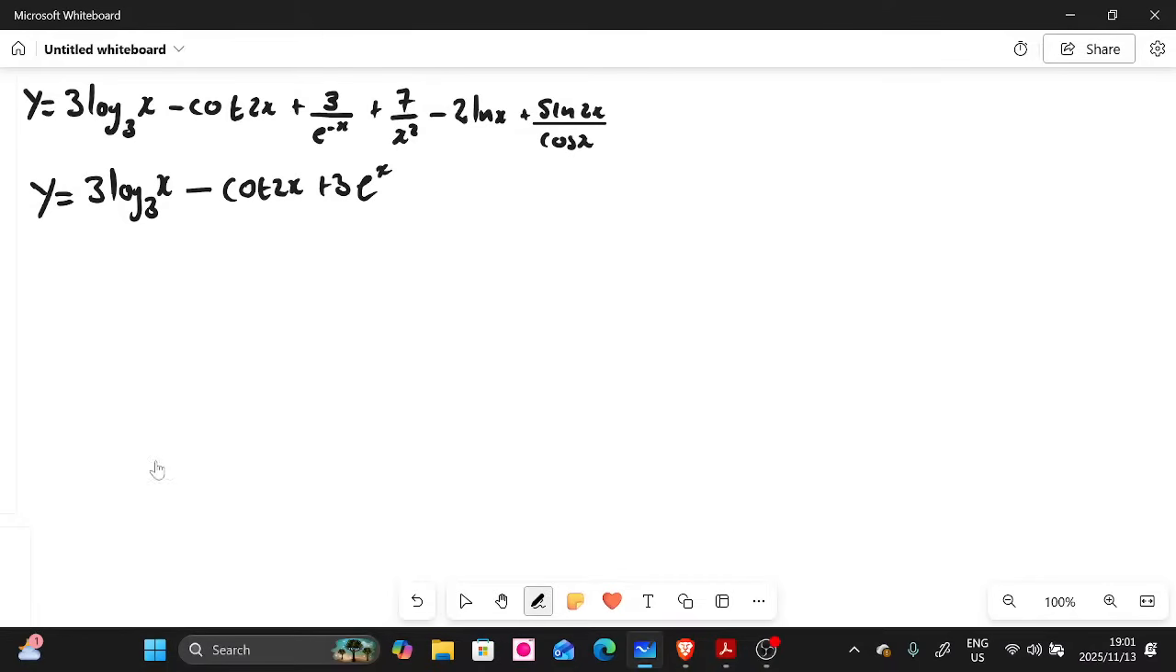Again, let's look at the fourth term, this one here. You cannot differentiate with x to the power of 2 on the denominator. You need to take it to the numerator, guys. So we also have 7 as a coefficient. Then if we take this x to the power of 2 to the numerator, our exponent is going to be negative 2. And then this one here, which is the second last term, 2 ln x, it's fine.